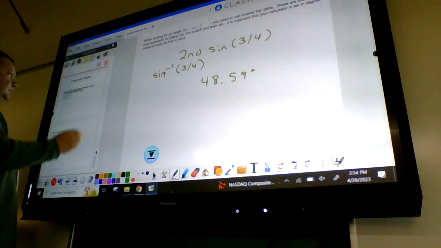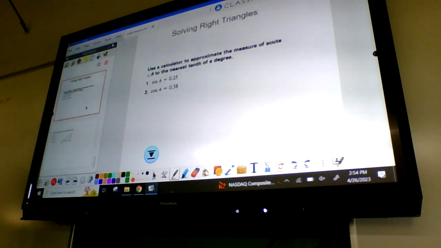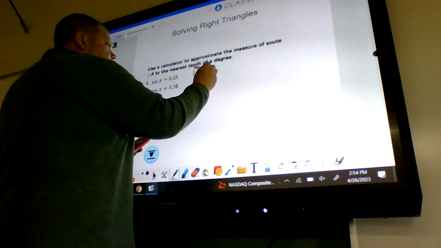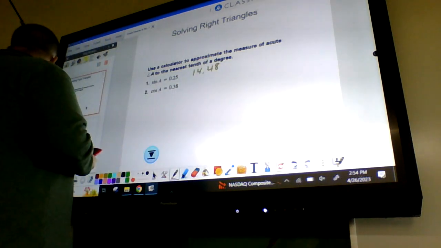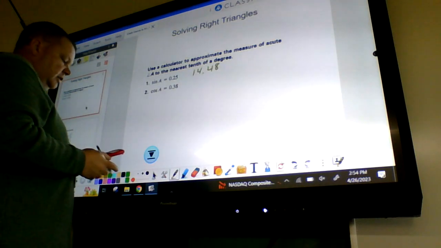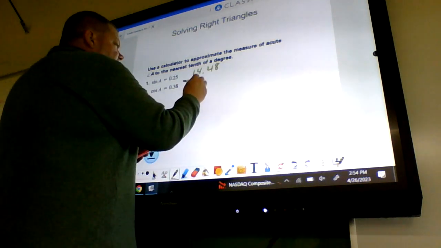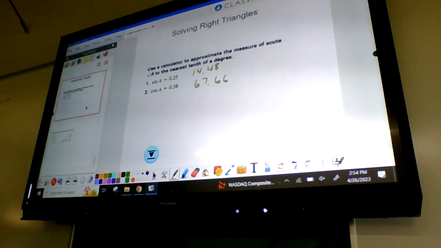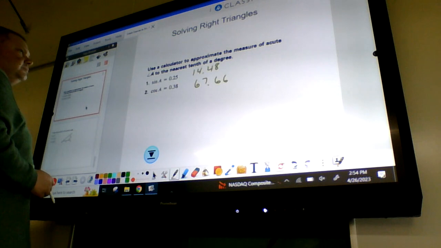Here are a couple other ones. The sine inverse of A is 0.25, so if you have that, again, just hit second sine, 0.25. That's going to give us 14.48. And our final one is the cosine of A. So we hit second cosine of 0.38, and that's going to give us 67.66. Again, if you have problems with this as you're going through these, make sure you try them out, because we can go through that on the calculator a little bit more in class during our next class period.